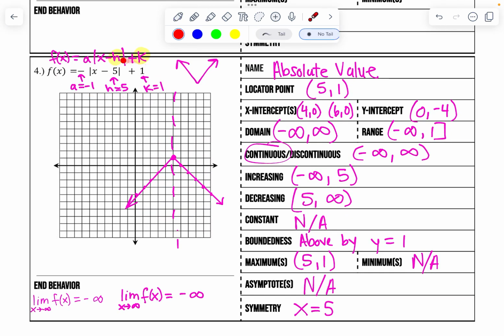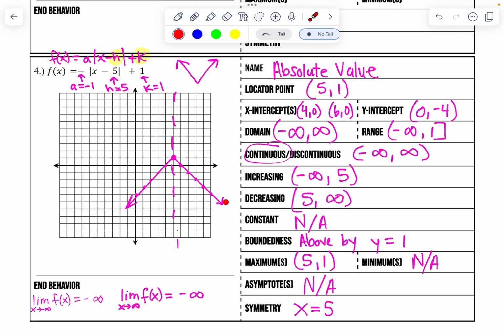We identify the name, we create a graph, we identify the locator point. So for absolute value and quadratic functions, they both have a vertex. It's either the highest point if it's concave down like this, or it's the lowest point if it's concave up. We identify intercepts, so x-intercepts, also known as the zeros. The y-intercept, where it touches the y-axis. Domain, so describing the graph from left to right. Range, describing it from bottom to top.